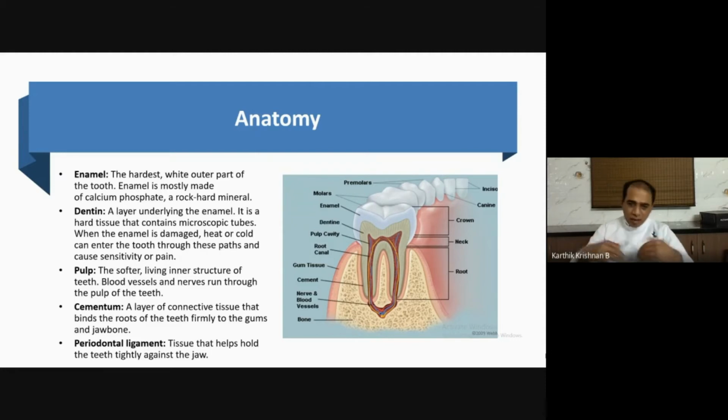Then the structure around the teeth is called the periodontal ligament. That is called PDL. That is a periodontal ligament. This tissue helps to hold the teeth tightly against the jaw.